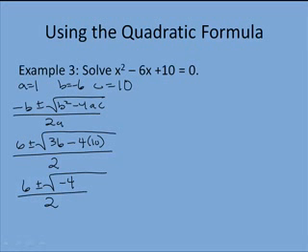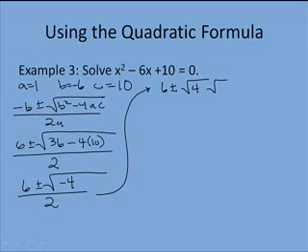Okay, so since we have a negative under the square root there, we're going to have to use i. And we talked about that when we did complex numbers. So, the square root of 4 times the square root of negative 1 over 2. Remember, the square root of negative 1 equals i.